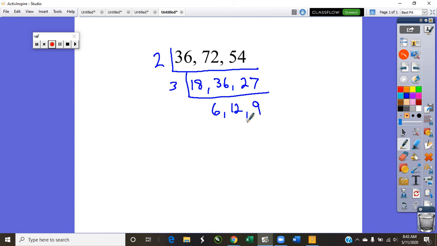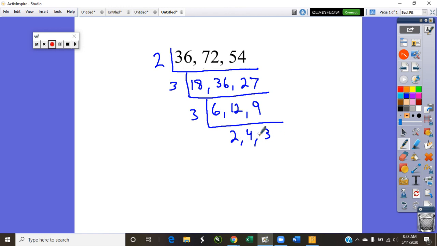Let's look at another one. How about 3? Does 3 go into 6? Yes. Does 3 go into 12? Yes. Does 3 go into 9? Yeah. Let's do this one. Another 3 here. How many 3's go into 6? 2. How many 3's go into 12? 4. How many 3's go into 9? 3.